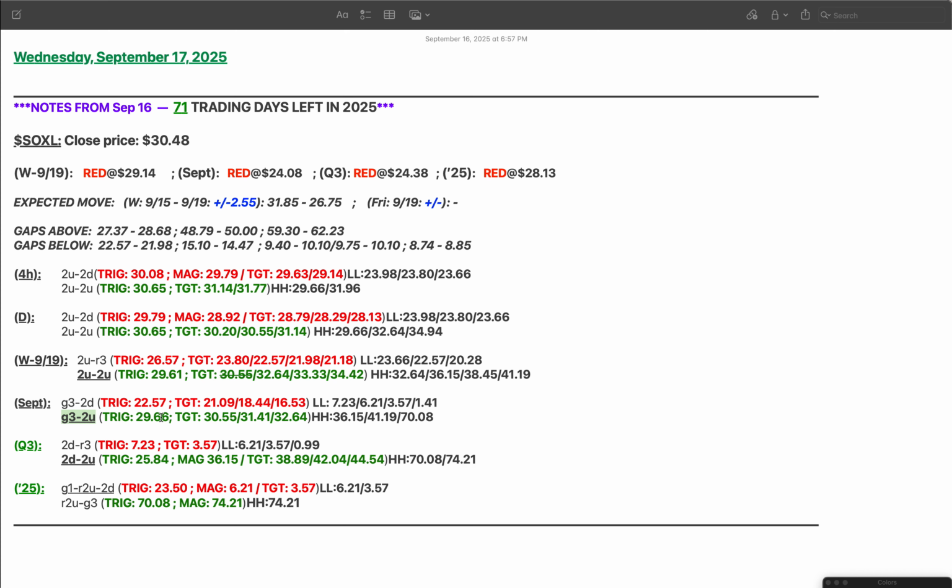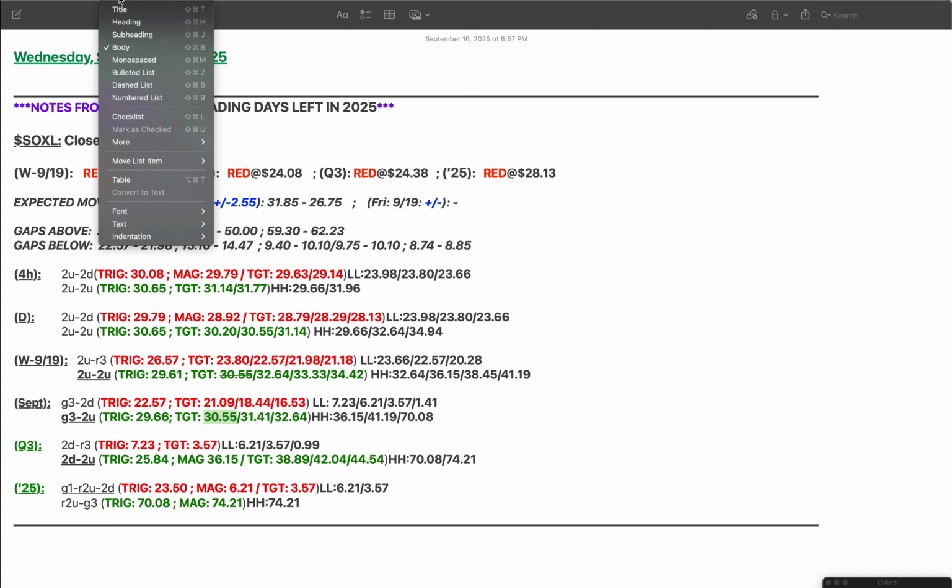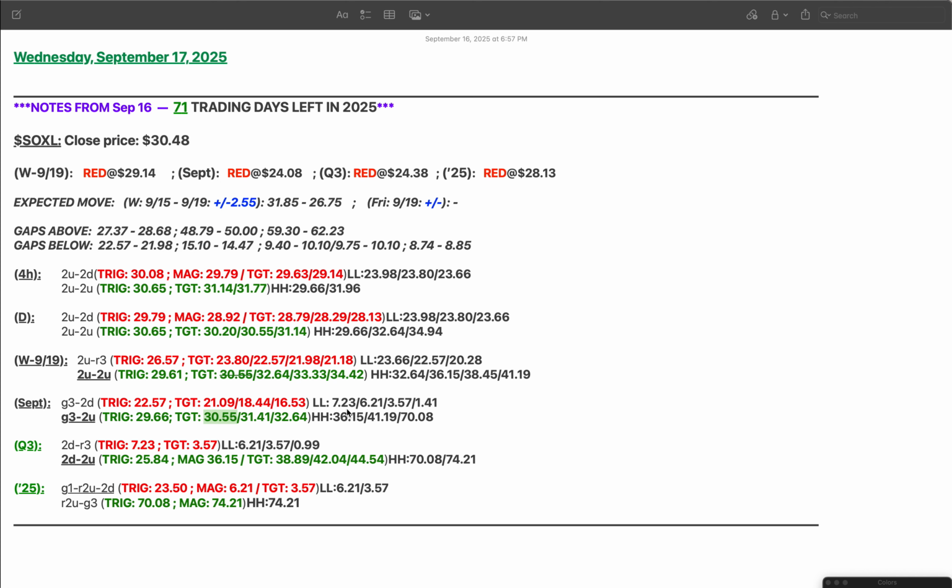So that triggered at 29.66. Again, we already hit this first target of 30.55. So let's go ahead and cross that out. And we've got extended targets of 31.44. I'm sorry, 31.41, 32.64. Oops, go ahead and add this one as well, since we met the first target.